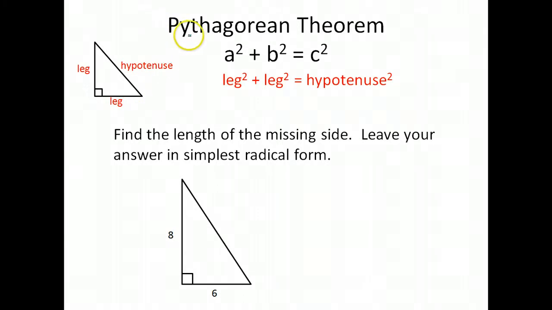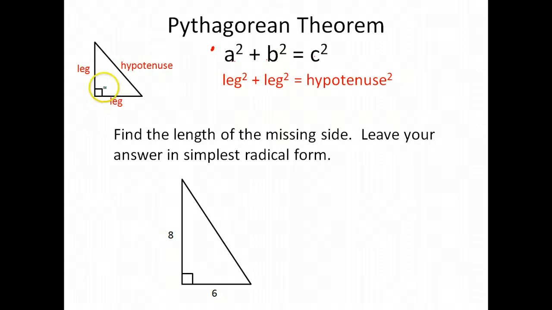All right, let's talk about the Pythagorean Theorem. The Pythagorean Theorem is a formula we use with right triangles. It only works in right triangles, and what it says is that a squared plus b squared equals c squared. A and b are the lengths of the legs of the right triangle, and c is always the hypotenuse.